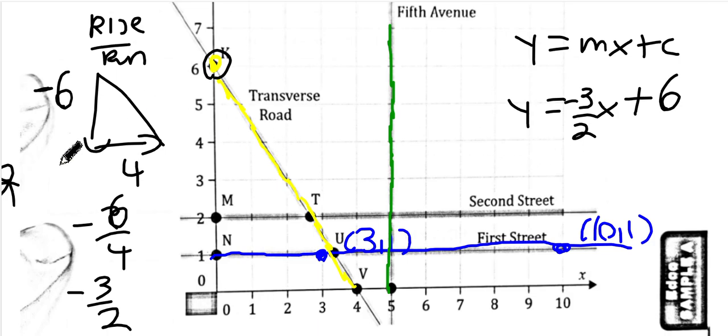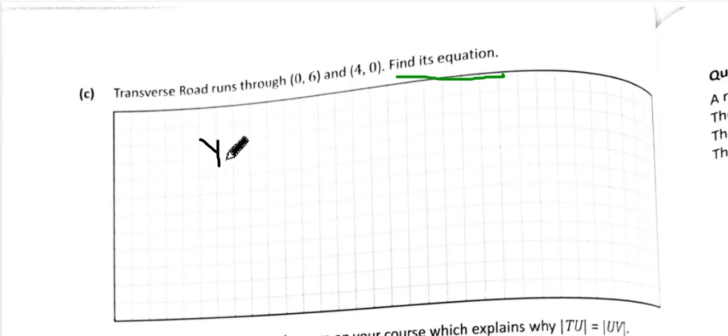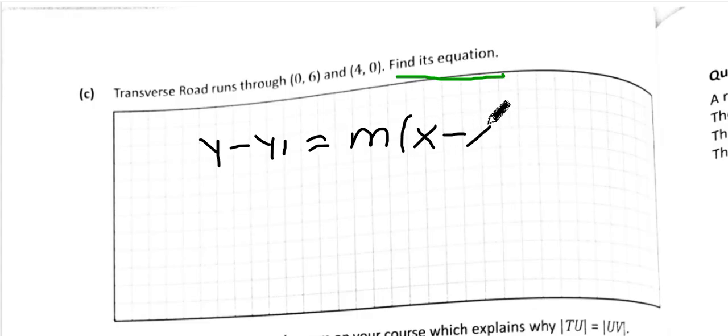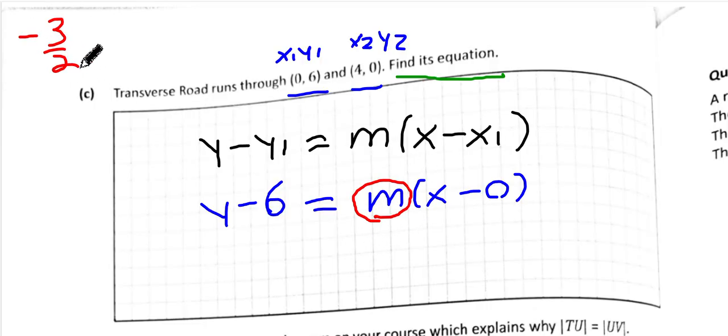Is that right? What is the other equation of a line you see? The other equation of a line? y minus y1 equals m(x minus x1). Okay. Choose a point, your choice. Which one do you want to pick? (0, 6)? So replace x1 with 0 and replace y1 with 6. What's the only piece of information we don't know? Slope.